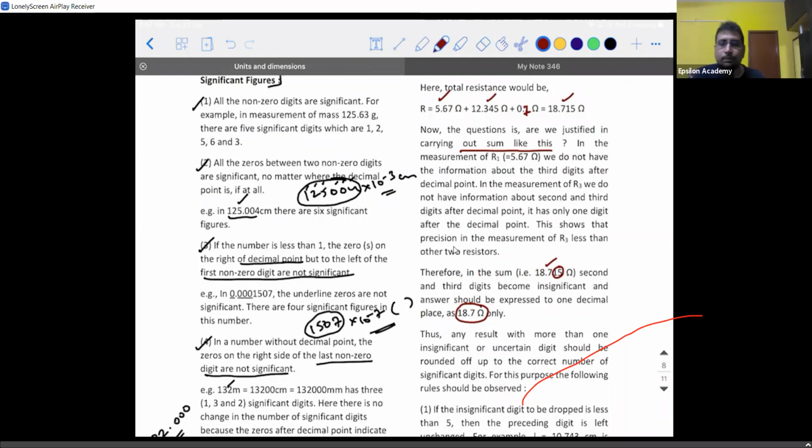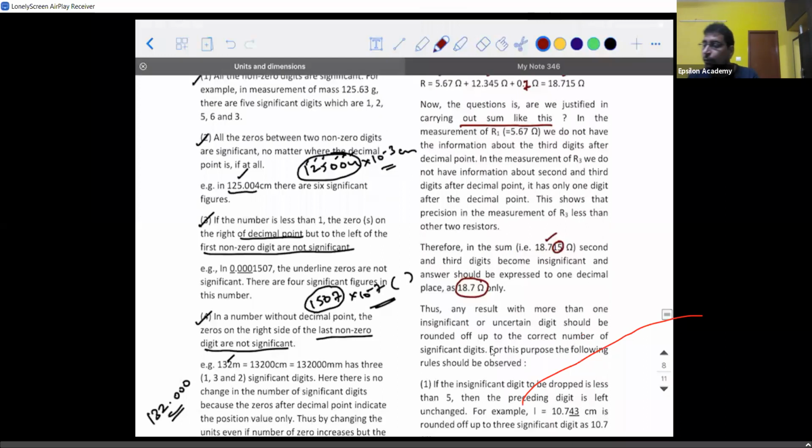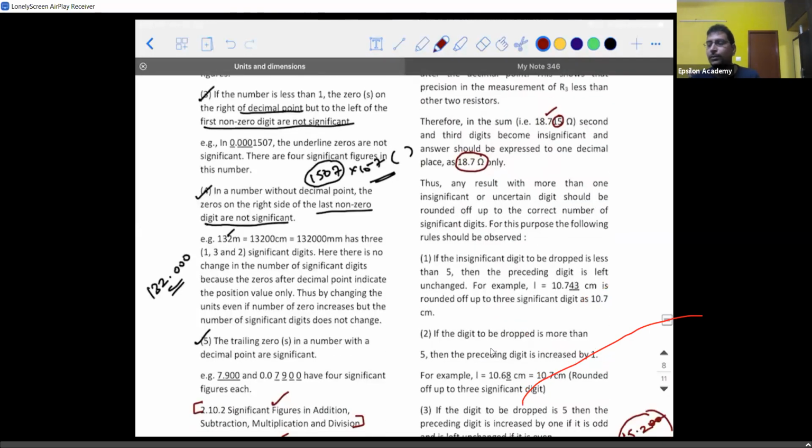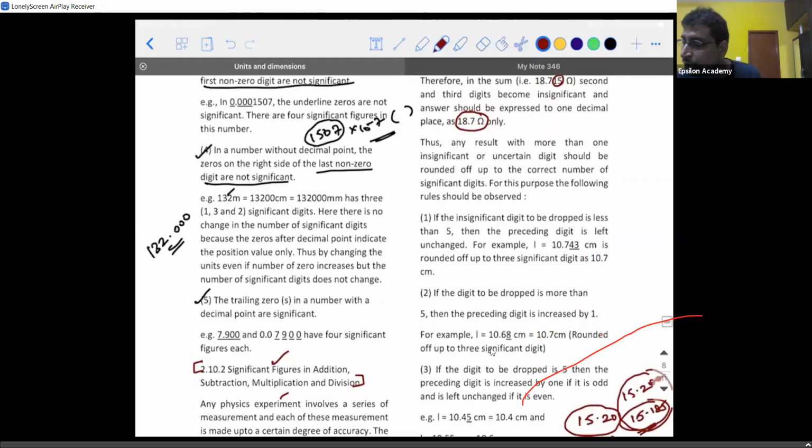That's good. So, if you have any result with more than one insignificant or uncertain digit, it should be rounded off up to the correct number of significant digits. For rounding off, there are certain rules to be observed. So I'm going a little fast because these papers are with you. I'm just reading it out. Listen. In the previous case, 18.715, what were the digits we wanted to drop off? It was 15. Till 7, it was certain. After 7, it was uncertain, right?